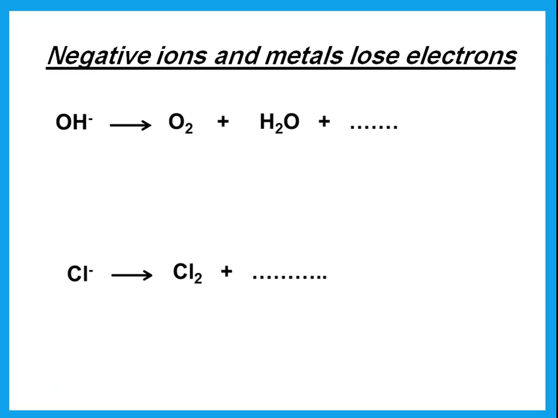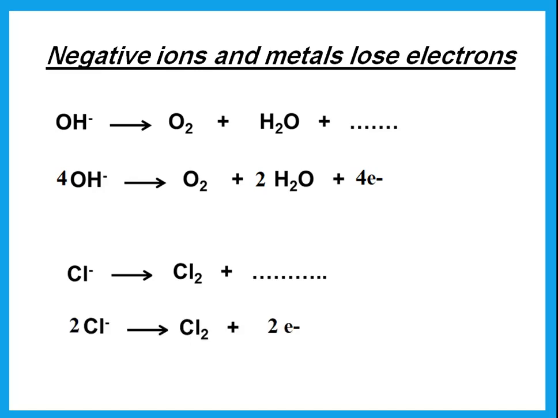So if I'm starting with something that has a negative charge, OH minus, it will lose electrons. And if you sit down and balance it, you will find that you will need to do this kind of balance. Cl minus will lose electrons, but then I need to balance the Cl atoms and I need to balance the charges. So if I have 2 Cl's after the arrow, I need 2 Cl's before the arrow. That means that now I have 2 electrons before the arrow. I need 2 negatives before the arrow. I need 2 electrons after the arrow.